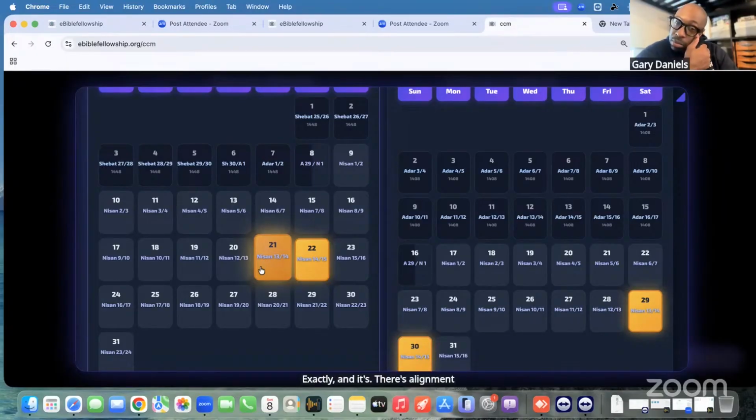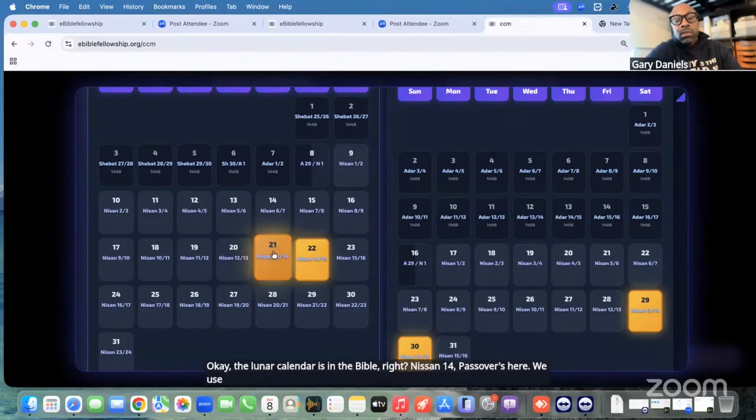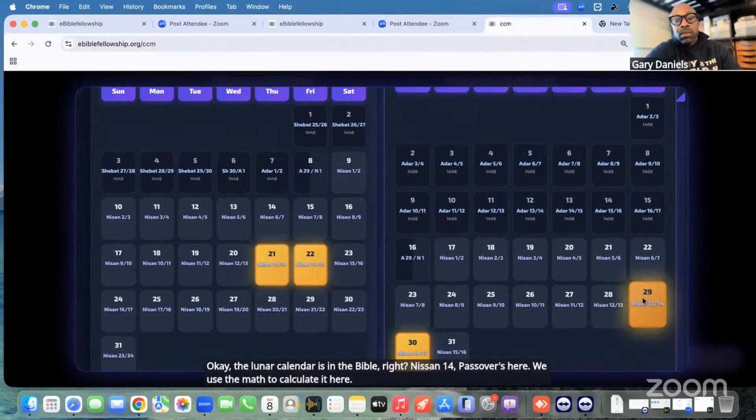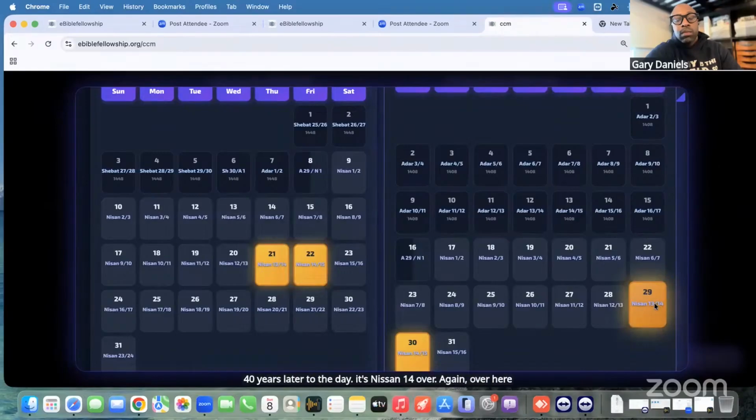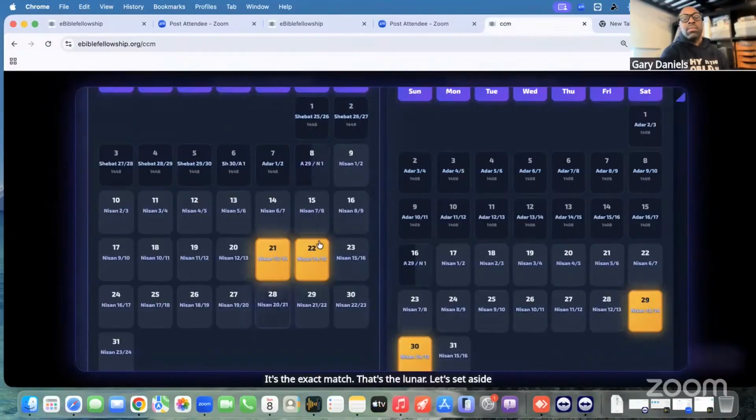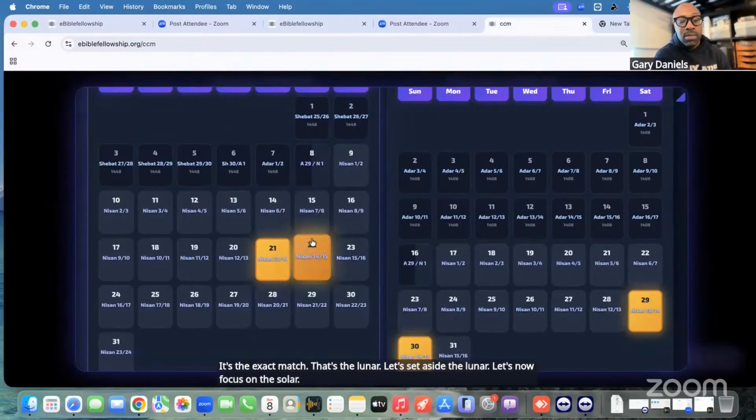The Bible's showing that. For example, the lunar calendar is in the Bible, right? Nisan 14, Passover's here. We use the math to calculate it here. 40 years later to the day, it's Nisan 14 over here. It's the exact match. That's the lunar. Let's set aside the lunar and now focus on the solar.